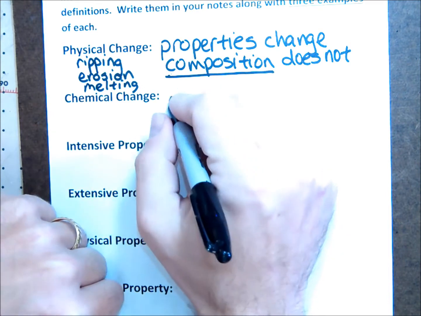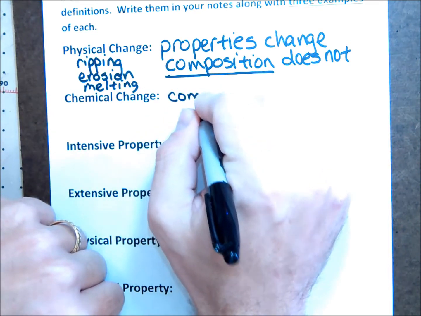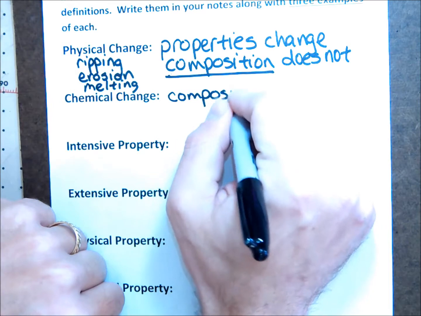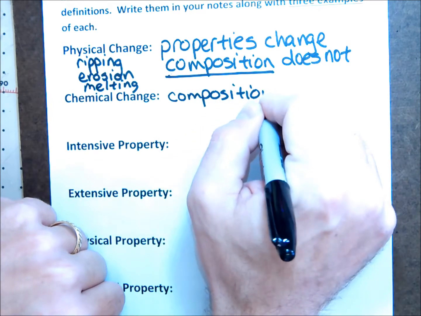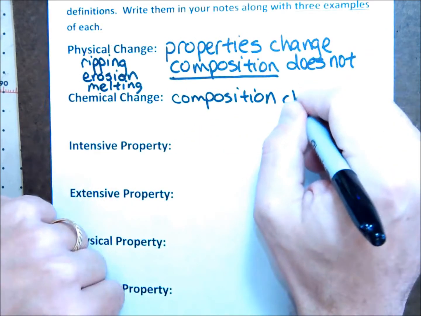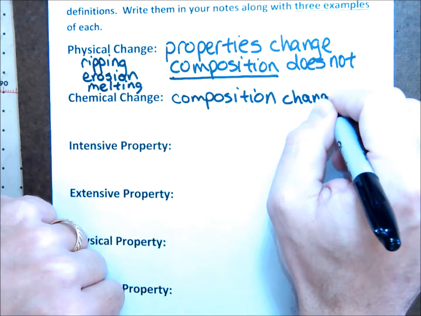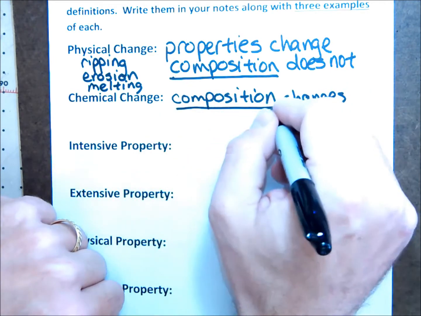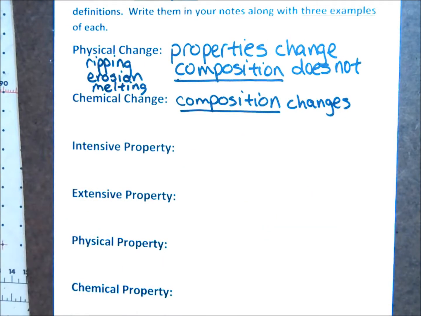How about a definition of chemical change, Hannah? For chemical change, I said change that produces matter with a different composition than the original matter. So I just abbreviate that. Composition becomes different or changes. I just say composition changes.